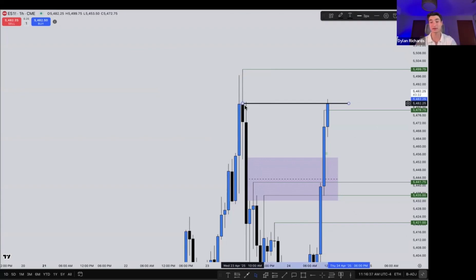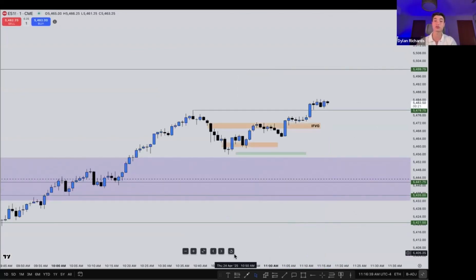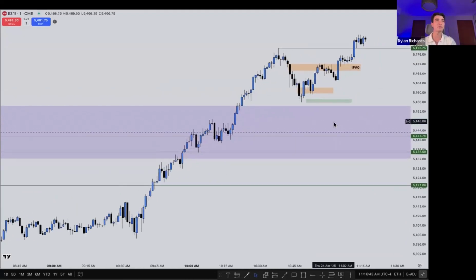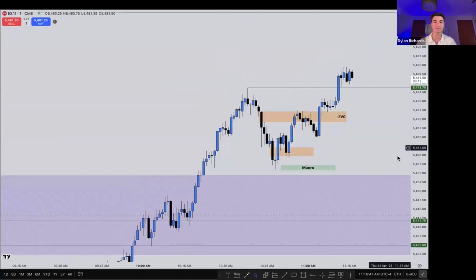So again, I missed the initial run, right? We would have been extremely paid if I had been able to get this ideal entry here and ride this up. But that's fine. That's why we have models. That's why we wait for things. So what do we get here?